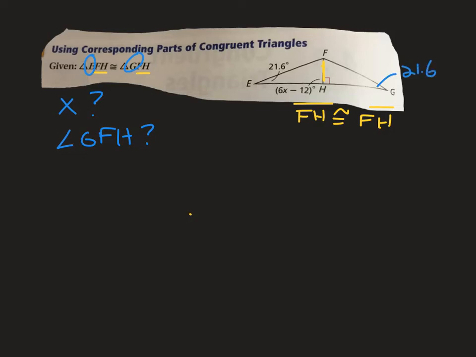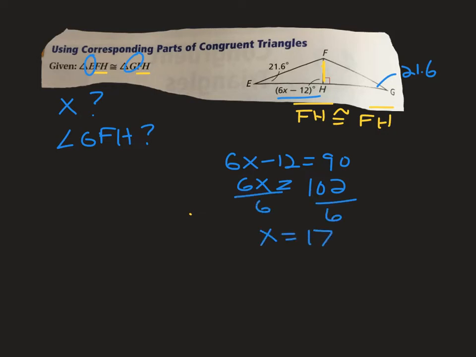I also can see that this algebraic expression 6x minus 12 is going to be a 90-degree angle. So I'm going to say 6x minus 12 equals 90, and we can solve that. So 6x is going to be 102. Actually, fix that by writing a little bit. So 6x is 102. And I can divide by 6, and that's going to be 17. So x is 17. That's done.